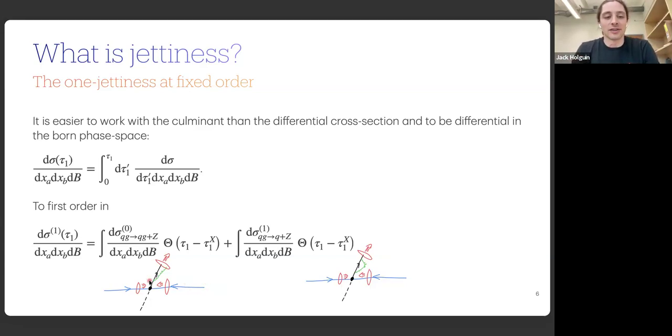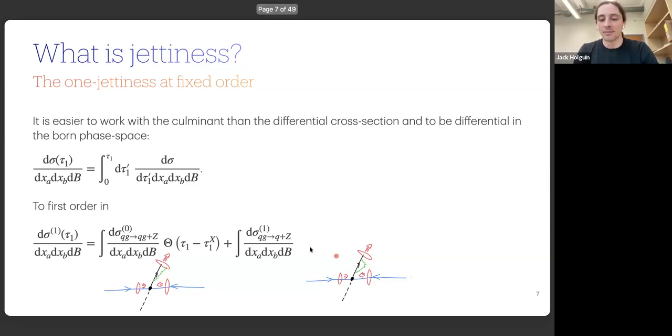And doing this at first order in alpha S takes the following form. So there's two contributions. You have to integrate the cross section for a quark and a gluon scattering to produce a quark and then a gluon, which was additionally radiated, plus the Z, with a requirement that the jettiness is less than some value tau1. Or you can have a loop. So the Born process, the quark and a gluon goes to produce a quark and a Z, and that's dressed with a loop. So I've got that diagrammatically down below here. On the left, we've got its radiated gluon. On the right, a loop is dressing it.